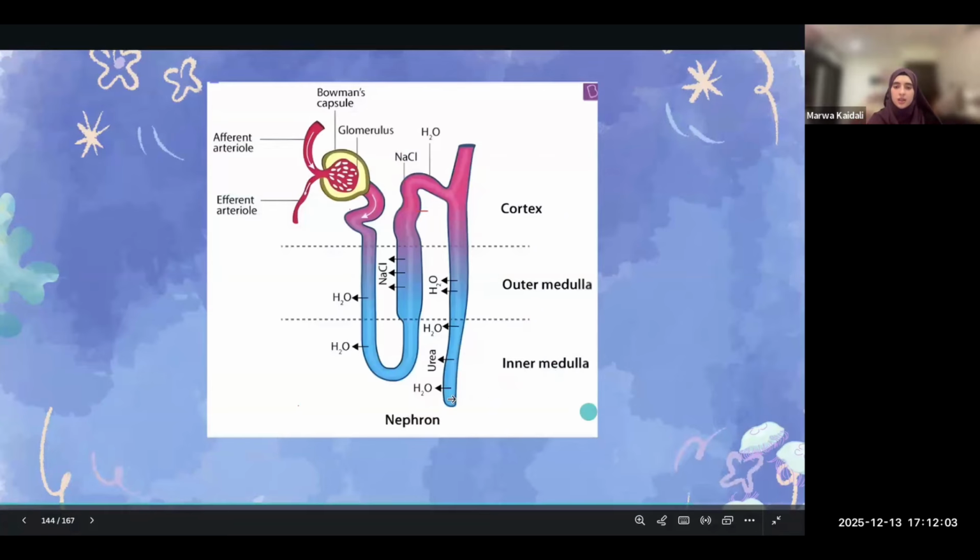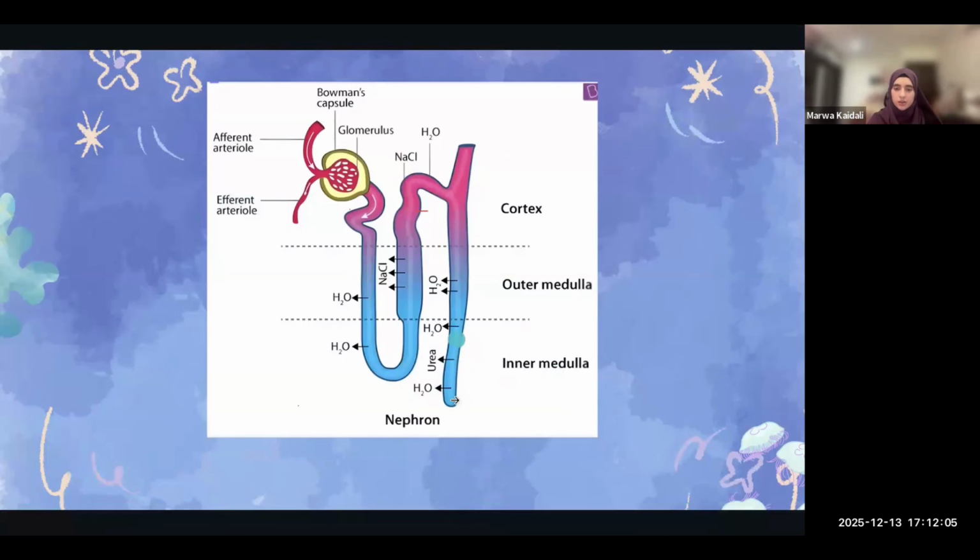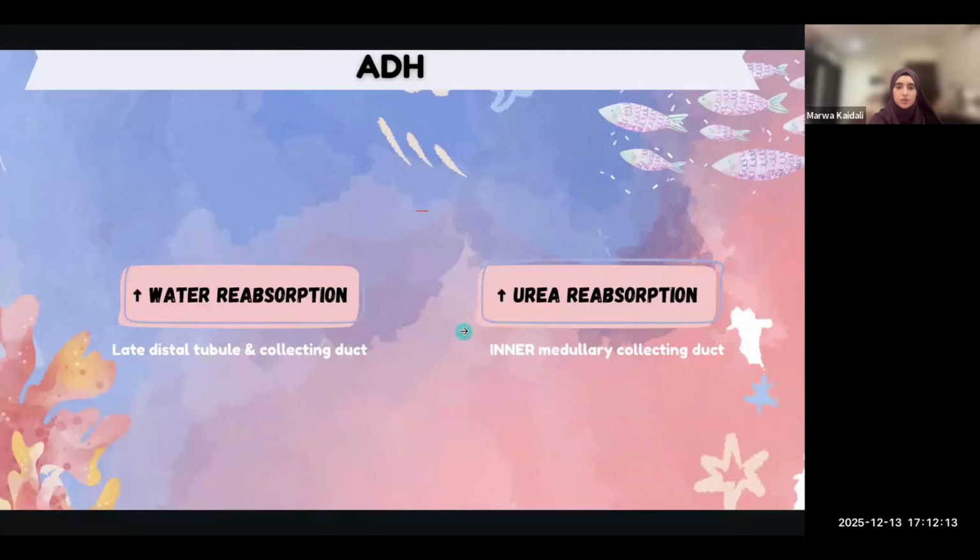I brought this picture again to show you. So we have here the inner medulla. As you can see, this is the inner medullary collecting duct because all of this is the collecting duct. In the inner medullary collecting duct, we're going to have urea reabsorption, and this is controlled by ADH. ADH is going to increase this urea reabsorption.